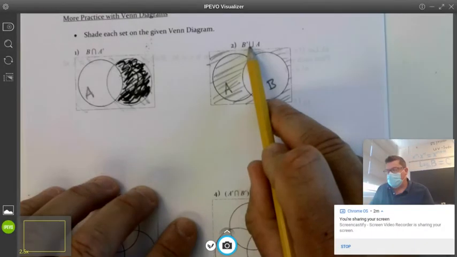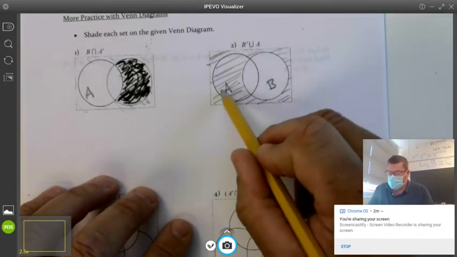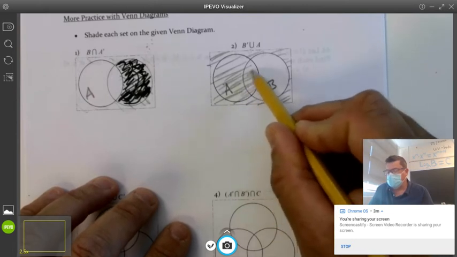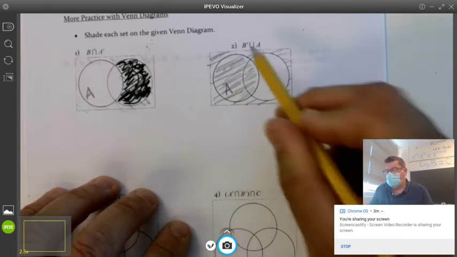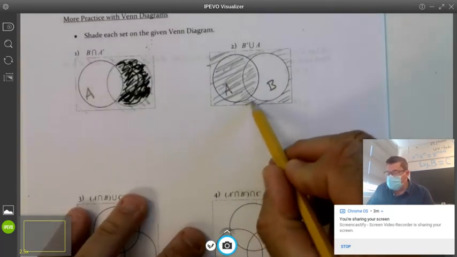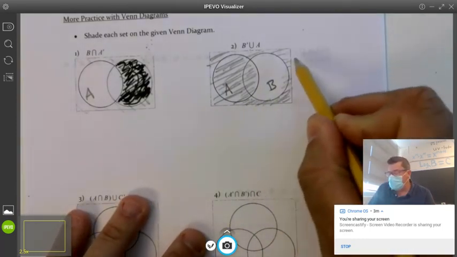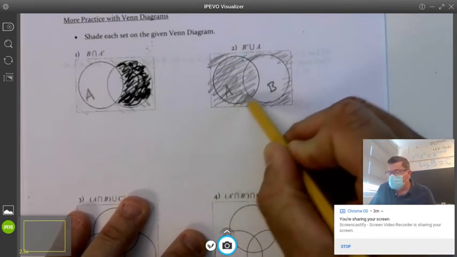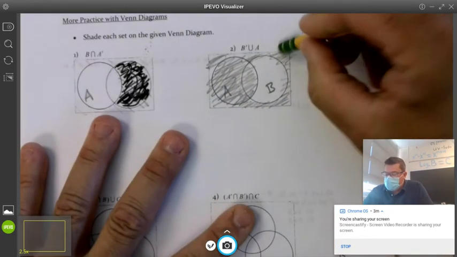Union that with everything in the A circle. And then keep it all. So we just shade around the horn, maybe a little bit darker, and keep out of the B circle.